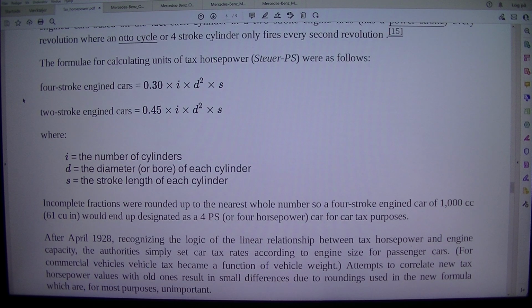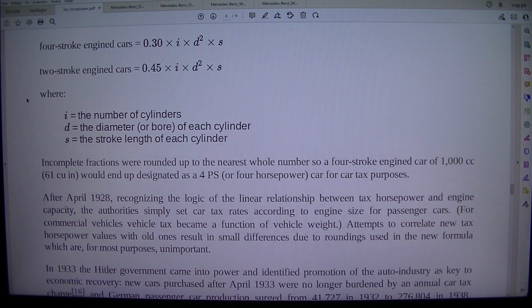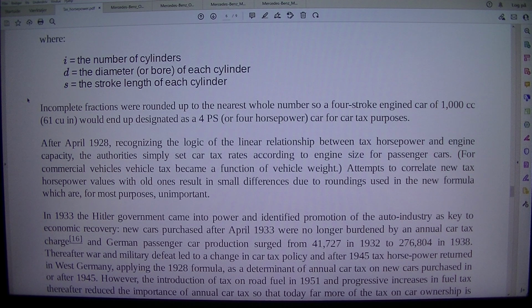15. The formulae for calculating units of tax horsepower, STUA PS, were as follows: 4-stroke engined cars equals, 2-stroke engined cars equals, where equals the number of cylinders, equals the diameter, or bore, of each cylinder, equals the stroke length of each cylinder. Incomplete fractions were rounded up to the nearest whole number, so a 4-stroke engined car of 1000 cc, 61 cu in, would end up designated as a 4 PS, or 4 horsepower, car for car tax purposes.